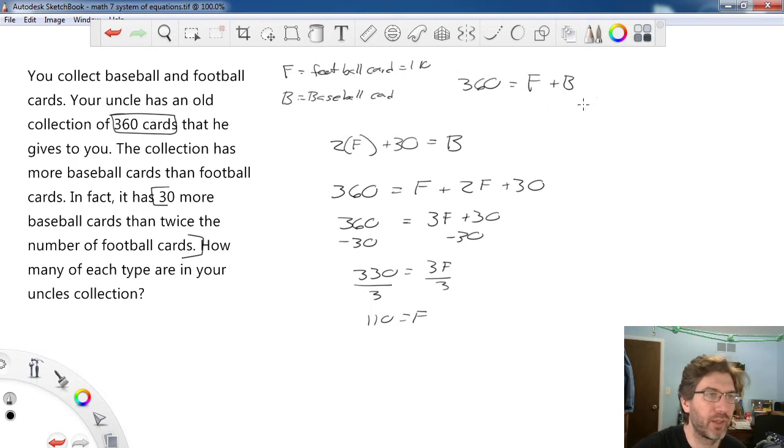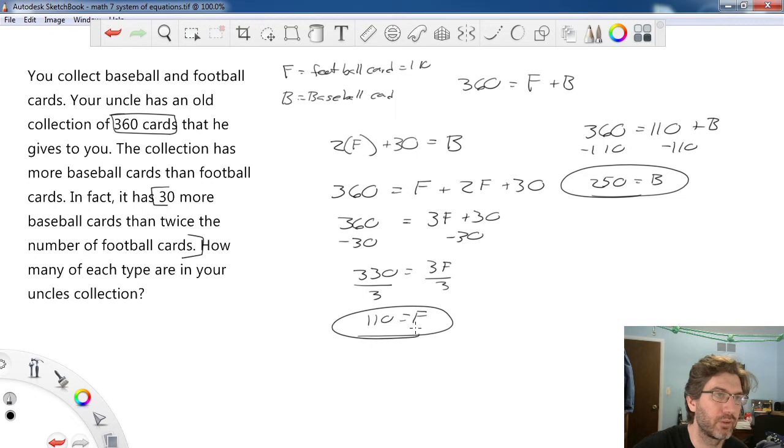Okay, and then you can plug back into here, or here really, to solve for B. So here we have 360 equals 110, because F is 110 now, plus B. And then you just solve that. So subtract 110 from both sides, and you get 250 baseball cards. So those are your answers there.